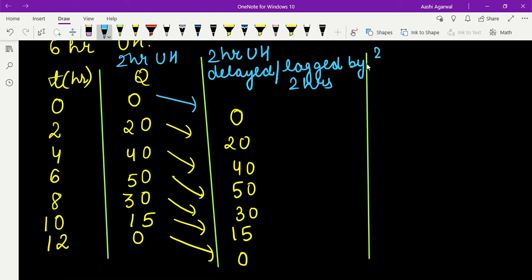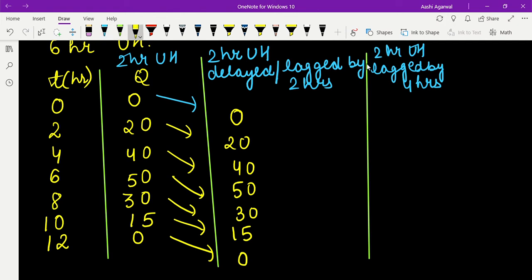Let me write the 2-hour unit hydrograph, lagged by 4 hours. That means the same values but after 4 hours, and the values remain the same because, irrespective of the time, if the effective rainfall is the same, the hydrograph will also be the same. This is called time invariance. Be it morning, evening, summer, monsoon, whatever it is, the hydrograph will not change.